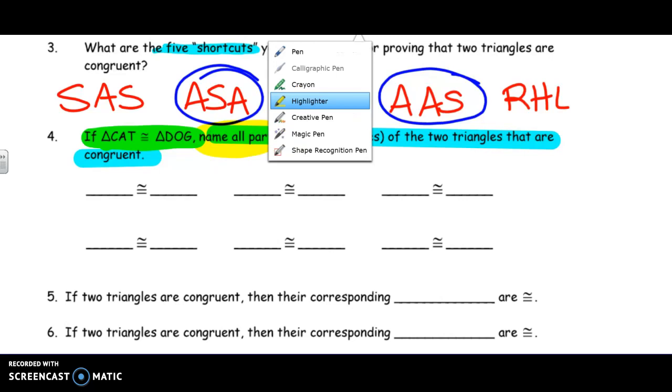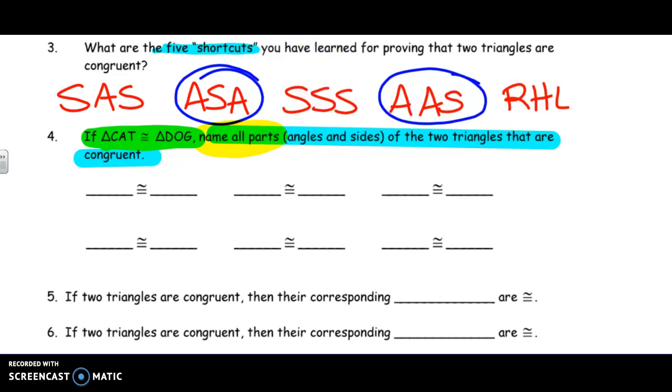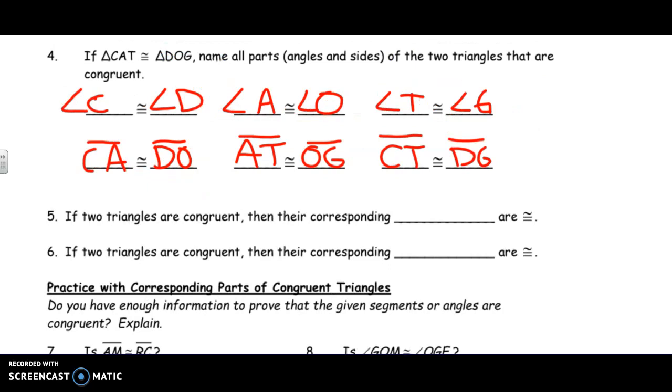So if I know these two triangles are identical, then let's see, I would know angle C has to be congruent to angle D. Pause this now and see if you can figure out the remaining 6. Is this what you have? Well, here's what's going on with these.